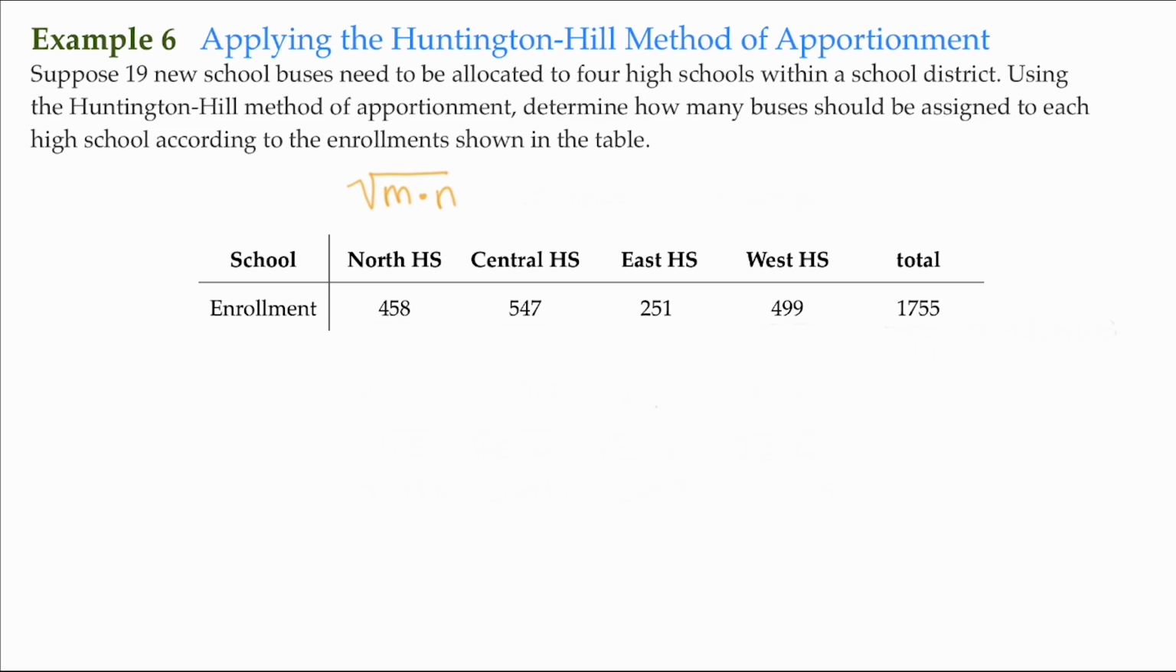Now, when we come up with our standard quotas using the quota rule, m is the lower bound and n is the upper bound.